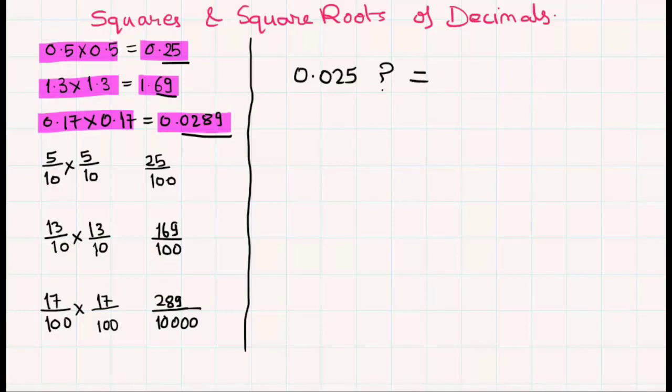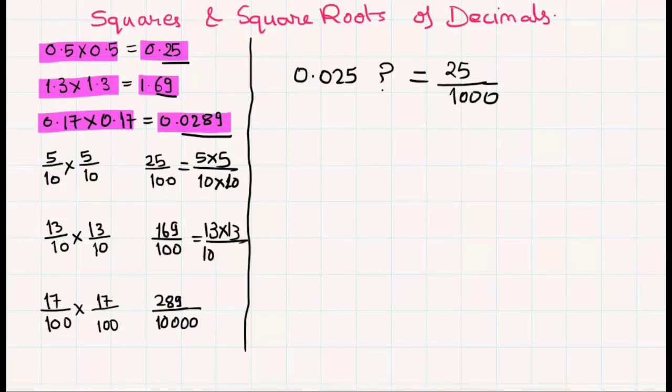Let's convert it into a fraction, a decimal fraction. 25 divided by 1000. Now this fraction will be a perfect square only when both numerator and denominator are perfect squares. So 25 is 5 into 5, 100 is 10 into 10. Both numerator and denominator are perfect squares. You can see the same thing here as well, 10 into 10, everywhere. 100 into 100. These are all perfect squares. Both numerator and denominator have to be perfect squares.